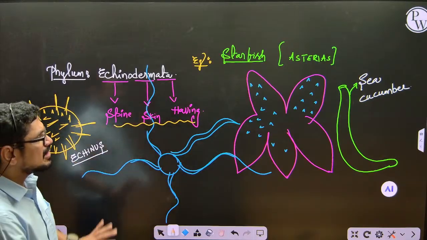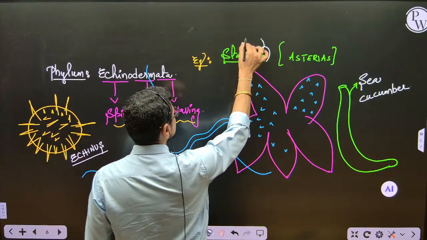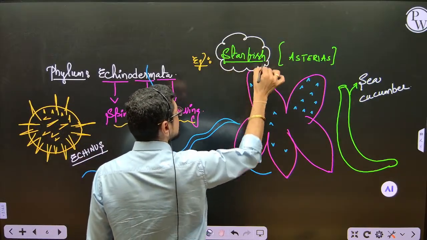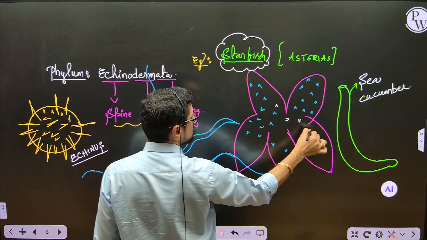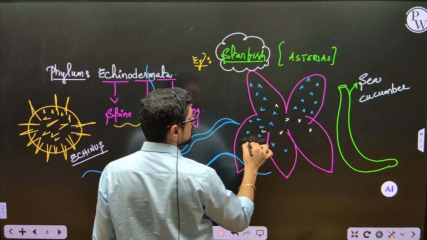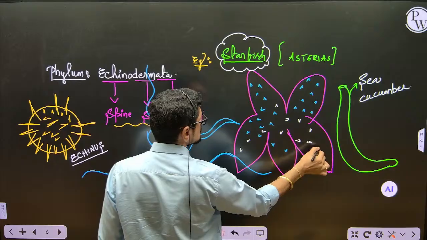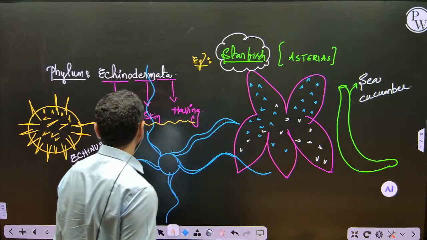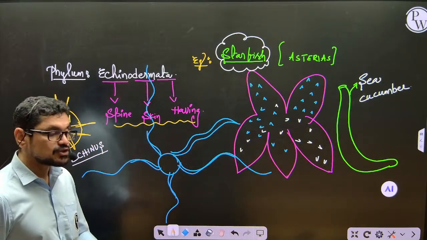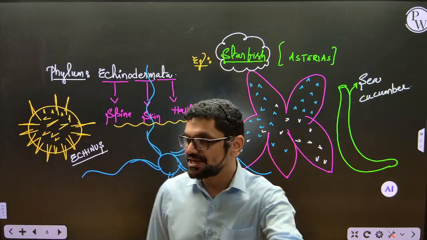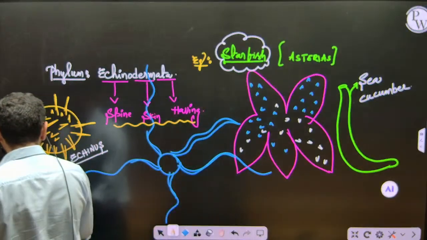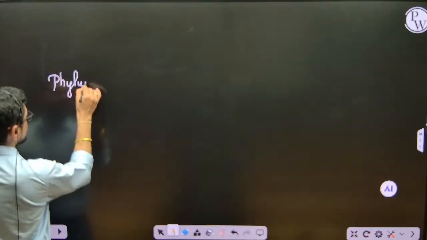No need to remember all these. Simply remember starfish. What is this starfish? If the body is covered by a number of spines, those spiny skinned animals are kept under Echinodermata. This is another group. And in evolution, the next group: if spines are present on the body, it is kept under Echinodermata.